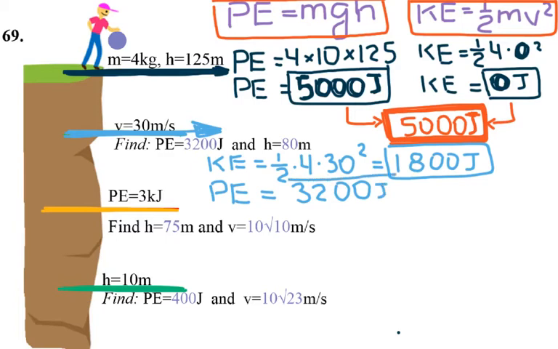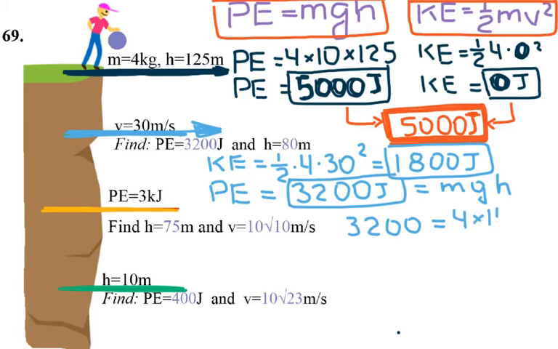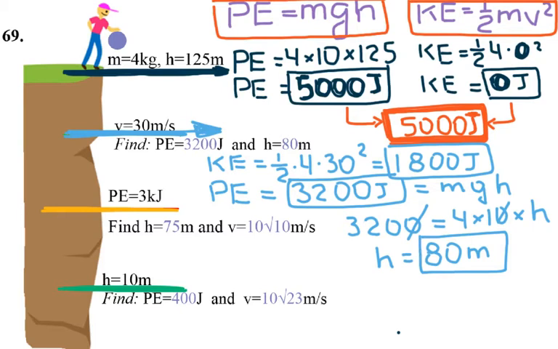And because I know how much potential energy is equal to, and I know its formula is mgh, I can plug in the numbers. So I have 3,200 equals 4 times g times h, and dividing by 10 on both sides, I can find that h is equal to 80 meters. So when the object is 80 meters above the ground, it's going to be moving at a velocity of 30 meters per second.